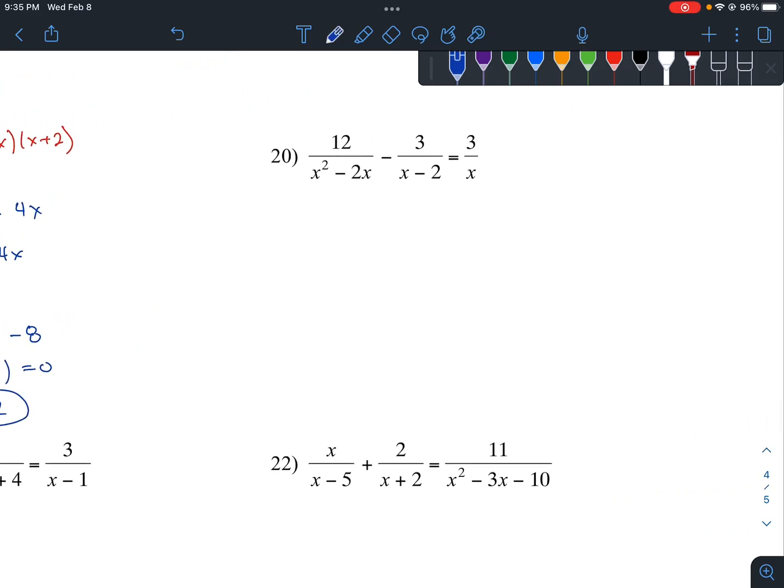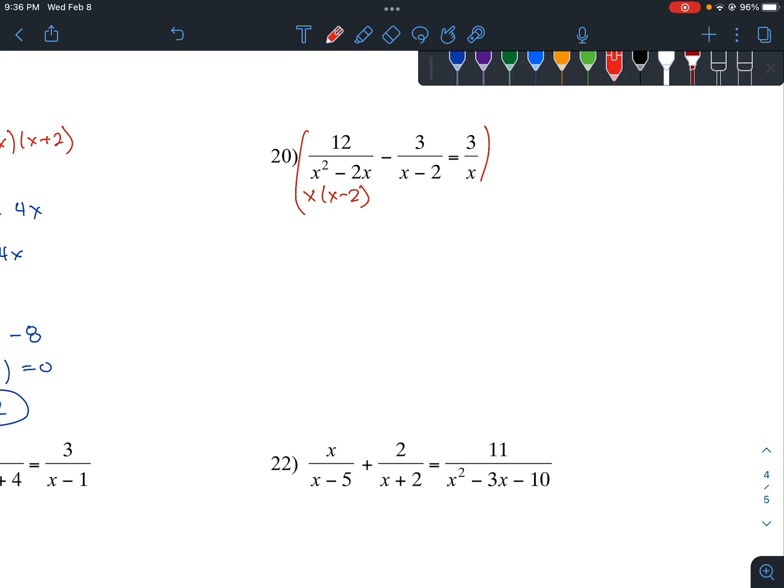Okay, now let's multiply by the least common denominator here. That's the method we want to shoot for. Now I am not going to multiply this by x squared minus 2x times x minus 2 times x. I do not want to do that because if I factor this denominator, I'll see that I can take out an x and I'll have x minus 2. And you can see that this denominator consists of the other two denominators. So all I need to do is multiply by what they have in common.